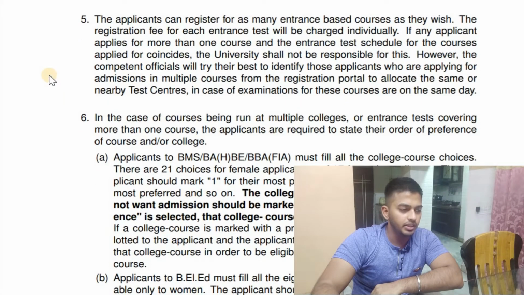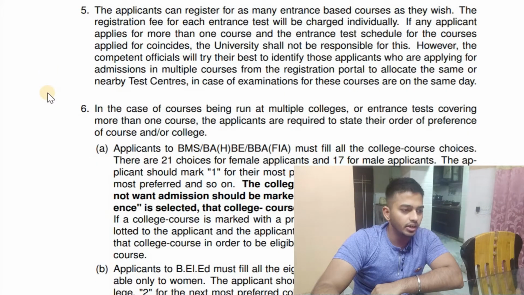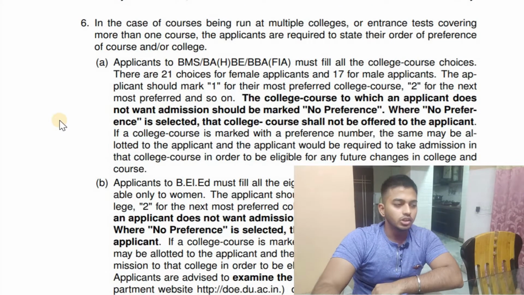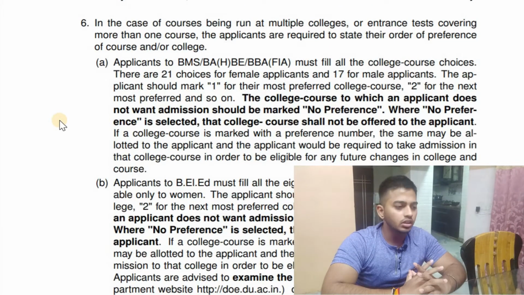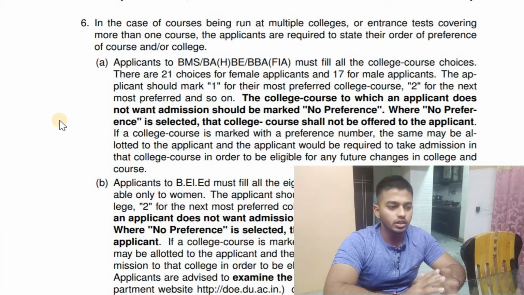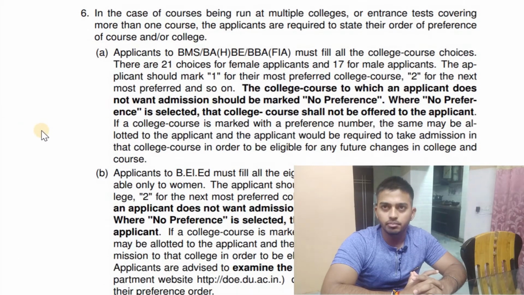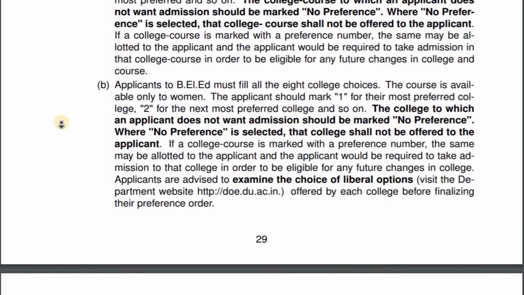Applicants to BMS, BE and BBFIA must fill all the college course choices. There are 21 choices for female applicants and 17 for male applicants. The applicant should mark 1 for their most preferred college and so on. So if you want to make sure that you mark your best college, I have uploaded a video earlier on the top 10 BBA and BMS colleges of India.